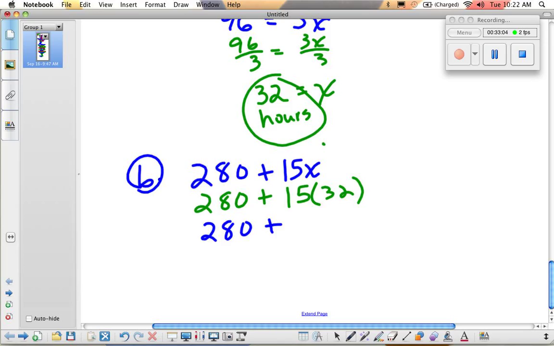Well, 10 times 32 is 320. What's half of 320? Because 5 is half of 10. What's half of 320? 160. What's 160 plus 320? 460. Close. 320 plus 160. 380. How about 480?